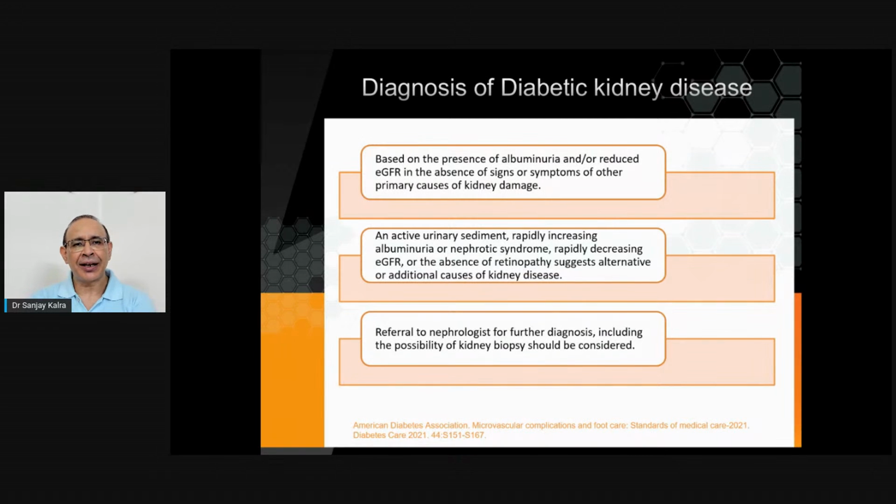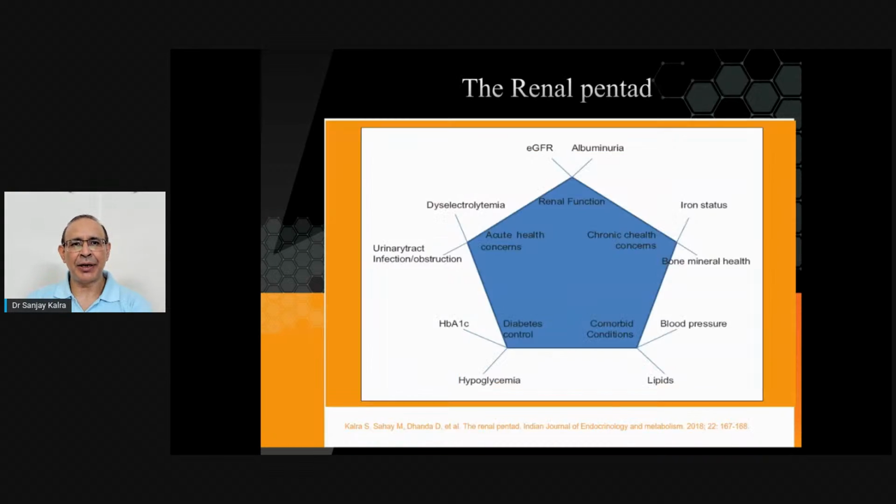However, if your patient has got an active urinary sediment, this means there are many RBCs or casts or crystals in the urine routine test. Maybe albumin levels are increasing rapidly. They have reached nephrotic syndrome. Or the EGFR is declining very fast. Or the patient does not have any other microvascular disease like retinopathy. It means the patient may have some other cause of kidney disease. So we have to screen for that. It may not necessarily be diabetic kidney disease.